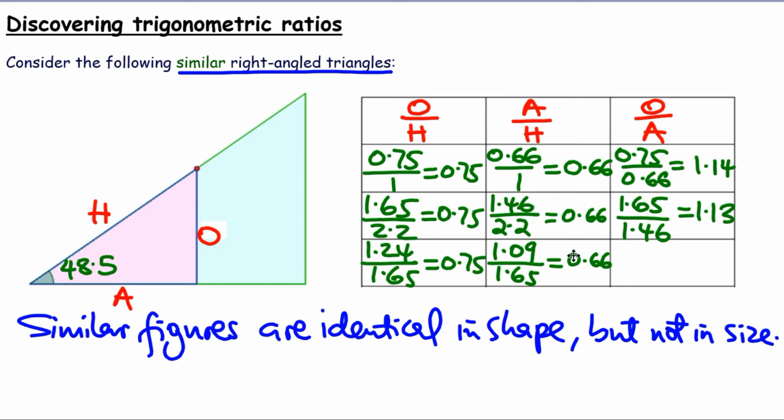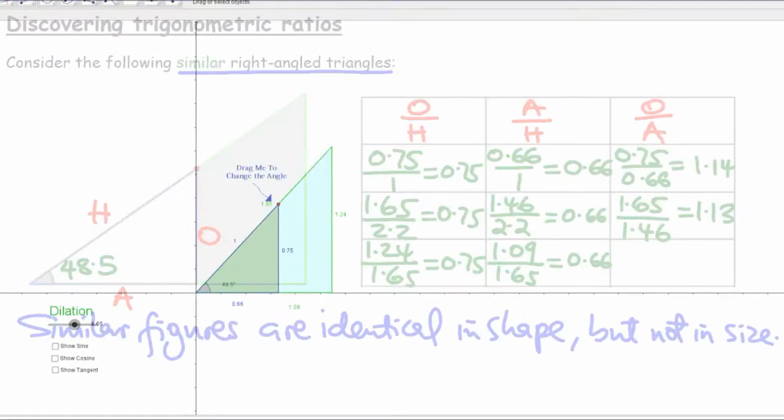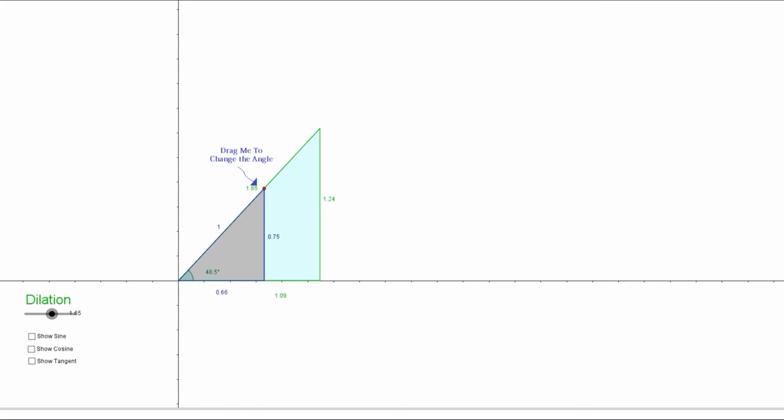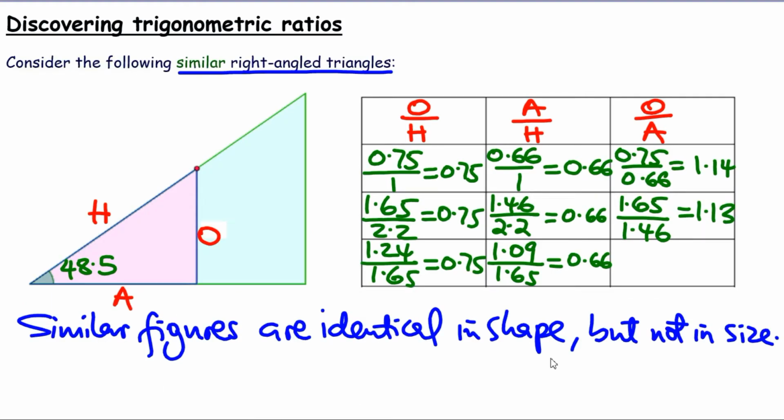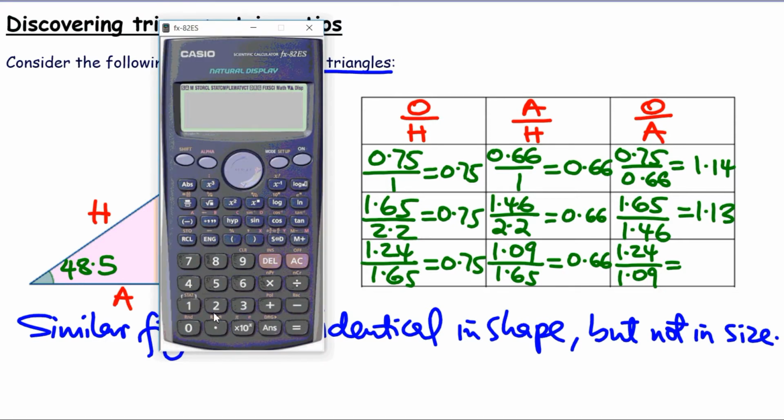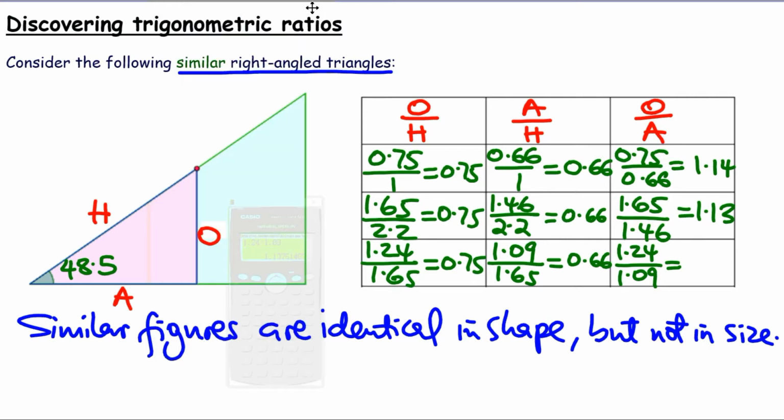The next one, we have opposite over adjacent. Our opposite is 1.24. Our adjacent is 1.09. So 1.24 divided by 1.09. Let's see what happens. Okay, plug it in the calculator again. 1.24 divided by 1.09. What we end up with is about 1.14.